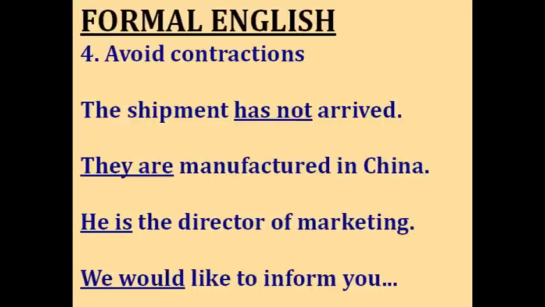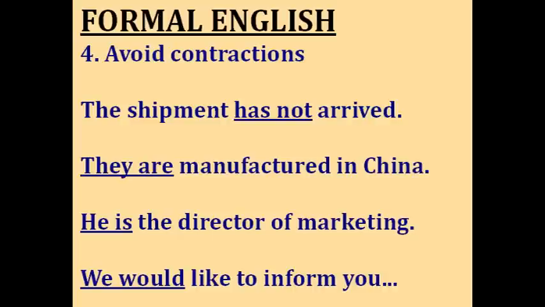Okay, now check your answers. Instead of hasn't, we say the shipment has not arrived. Instead of they're manufactured in China, we say they are manufactured in China. He is the director of marketing. And we would like to inform you. Okay, so always avoid contractions in formal English. Always write out the long form of the two words.